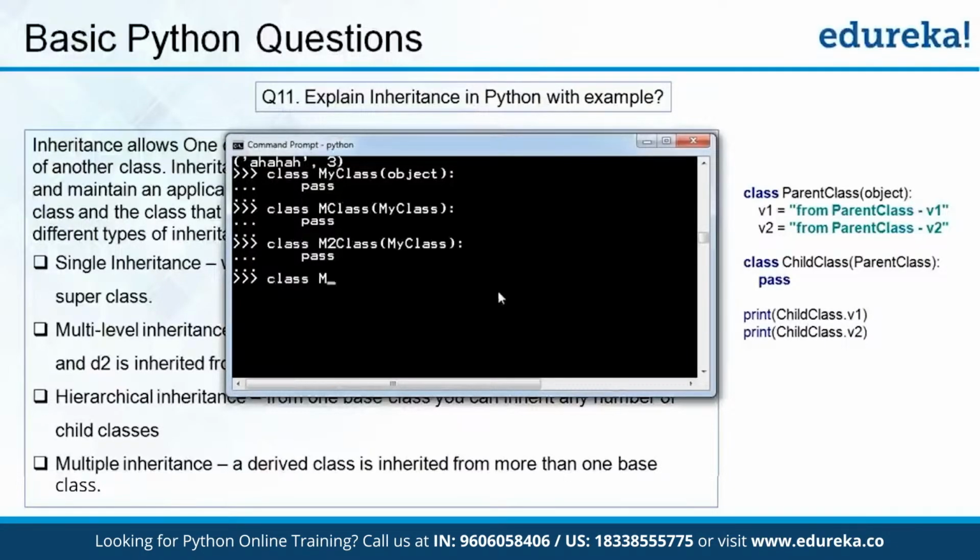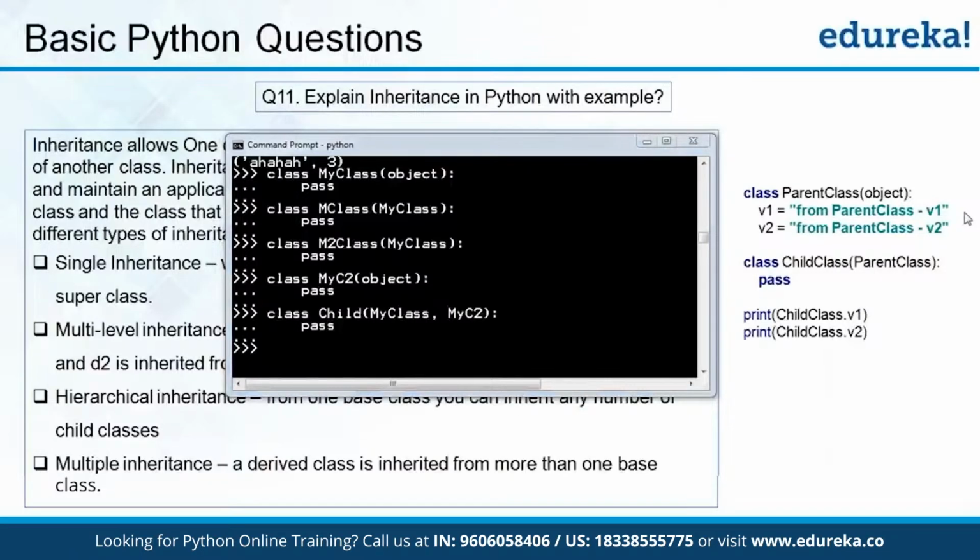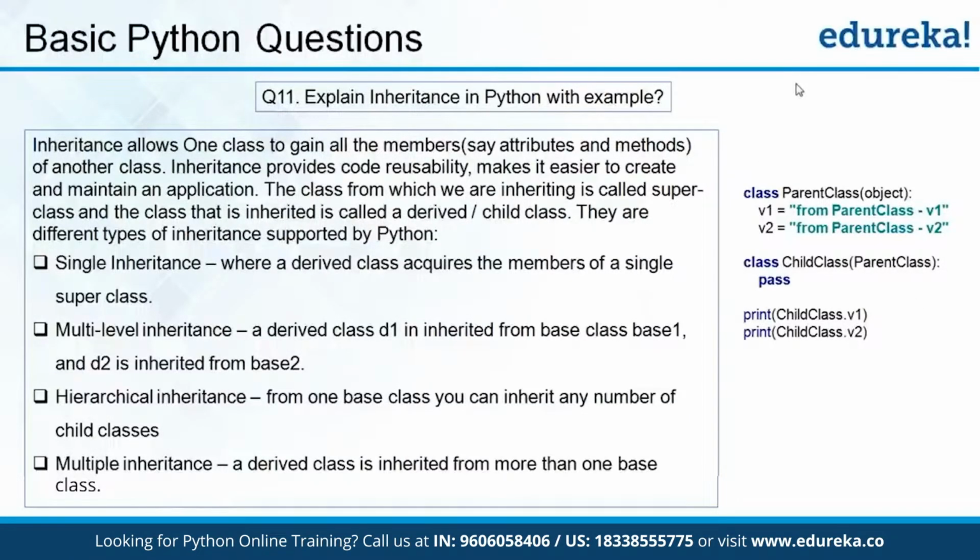It is from multiple classes. So my class, another class will derive from my class comma my C2, something like this. So child will derive from two different superclasses as such. Are you clear as to what exactly inheritance is? So you've got an example here, v1 v2, child class, parent class, pass, and v1 and v2. Okay, so this is basically what you mean by inheritance in Python.